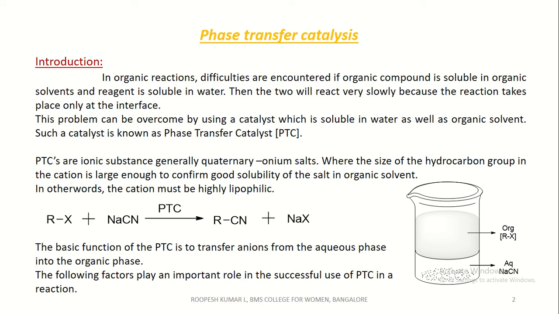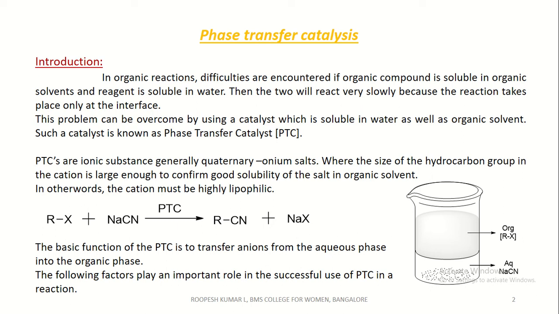This problem can be overcome by using a catalyst which is soluble in water as well as organic solvent. Such a catalyst is known as a phase transfer catalyst, abbreviated as PTC. Phase transfer catalysts are ionic in nature, generally quaternary onium salts, where the size of the hydrocarbon group in the cation is large enough to ensure good solubility of the salt in the organic solvent. In other words, the cation must be highly lipophilic, that is, hydrophobic in nature.